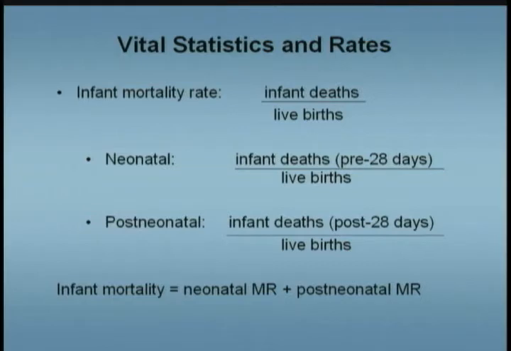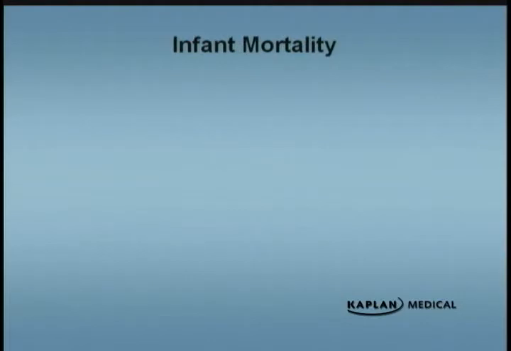That also tells you, very simply on your exam, if they give you the neonatal mortality rate and the post-neonatal mortality rate, and you're trying to get the infant mortality rate, it's easy. You take the two, you add them together, denominators are the same, and you can get the combined total, which is the infant mortality rate.